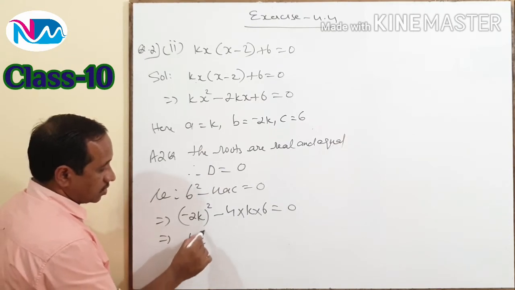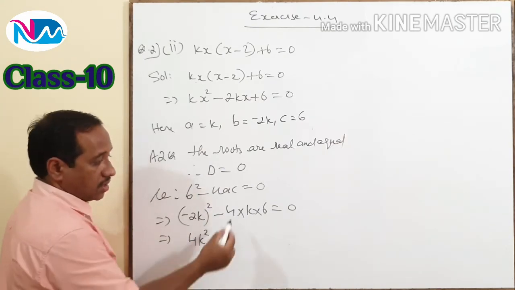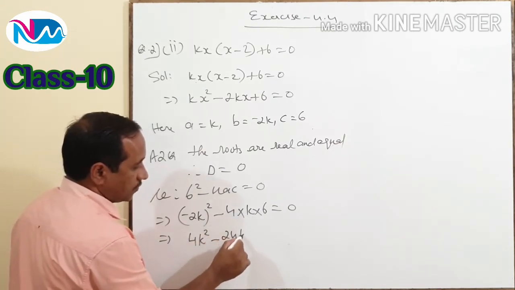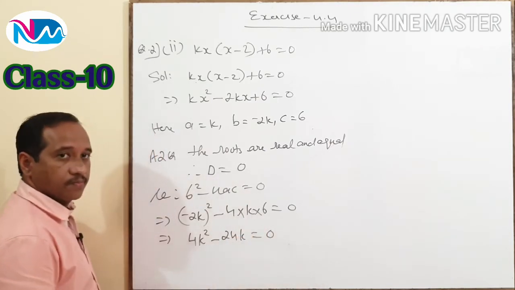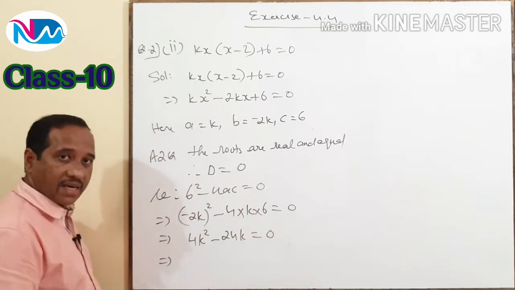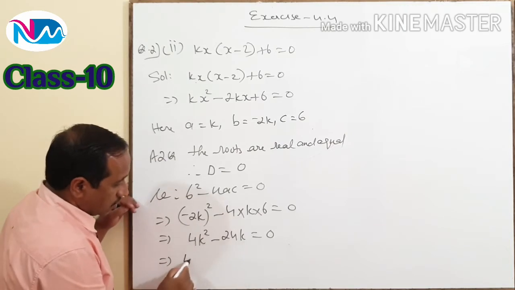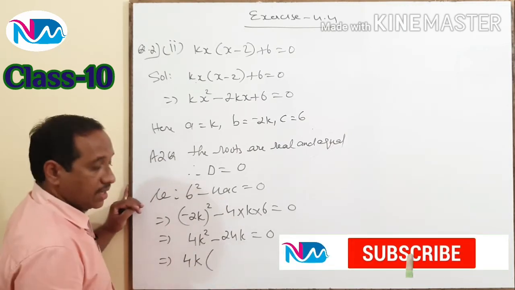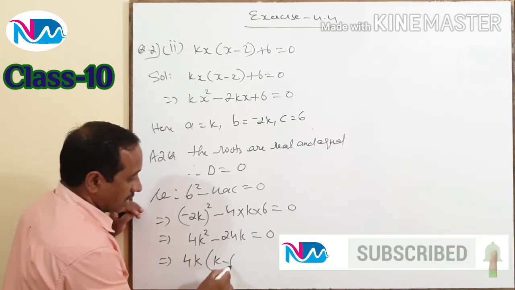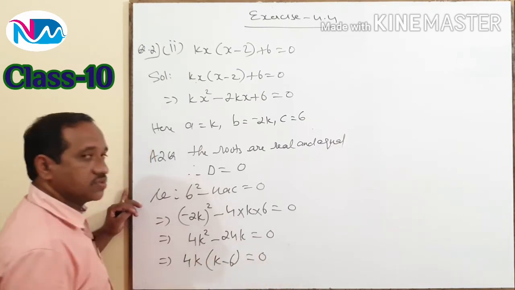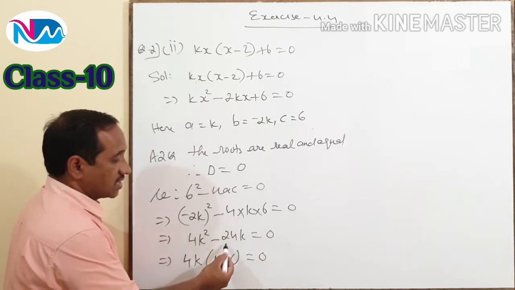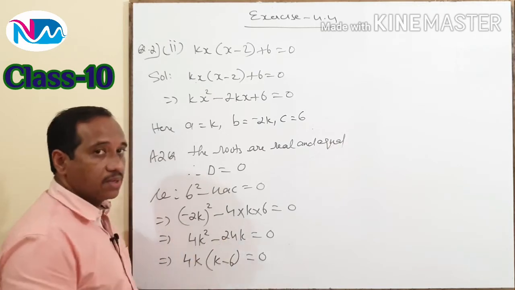Minus 2k the whole square is 4k square, minus 4 into 6, 24k, is equal to 0. From this, we can take 4k common, that is 4k into, then we have k minus 6 is equal to 0. Actually, this is a quadratic equation in variable k.